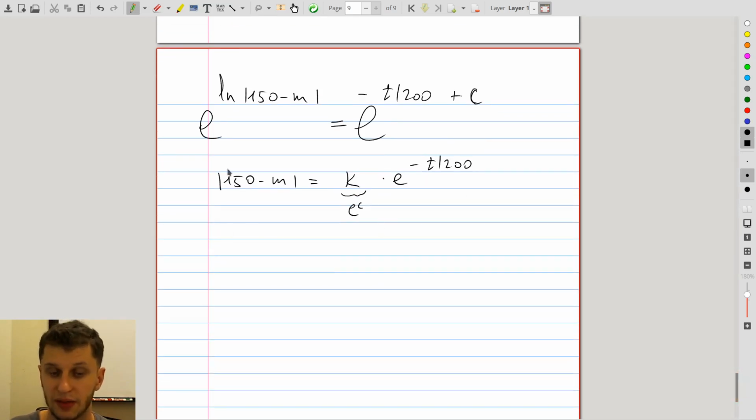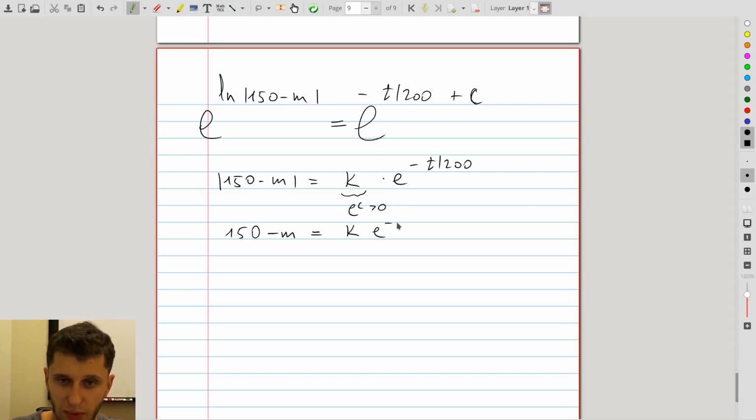And again, by the same argument as before, K can absorb the plus or minus from opening up the absolute value, and so as a result I'll get that 150 minus m equals K, if I allow K to be both positive and negative, times e to the minus t over 200. And here, similarly to the previous examples, K can be 0.